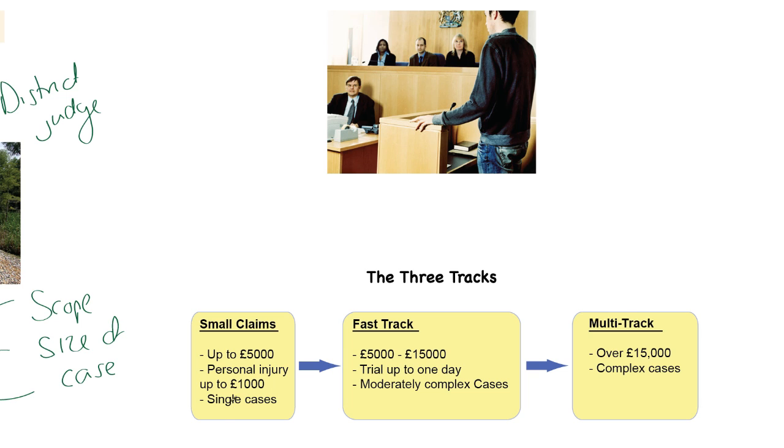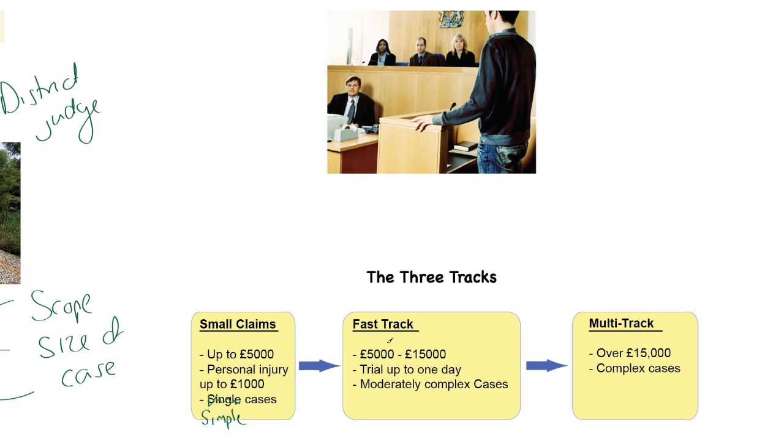In summary, small claims are claims up to £5,000 with personal injury up to £1,000 and are normally simple cases. It says single on the slide, it should say simple, which obviously is what I am, for getting that wrong.